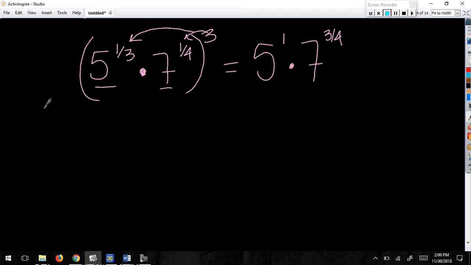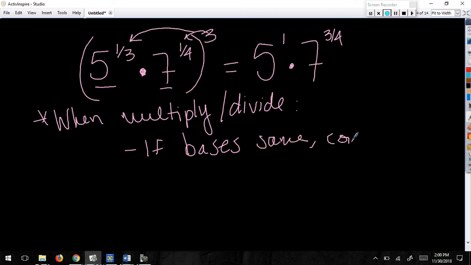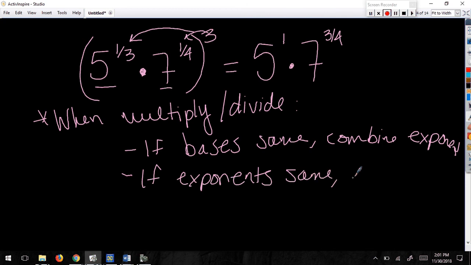Okay? Now I'm going to give you a hint. When you're multiplying or dividing, and this is only true when you multiply or divide, not when you add or subtract. When you multiply or divide, if the bases are the same, combine the exponents. But if the exponents are the same, you can combine the base. Okay? Never both, though. Don't do both of these.